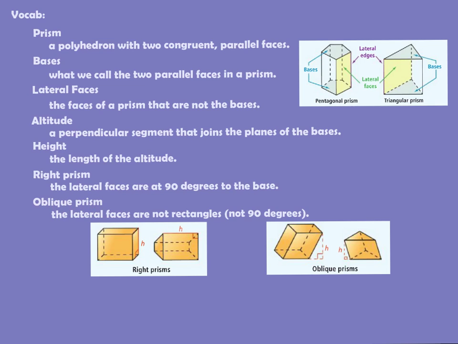So oblique prism, it's when the lateral faces are not rectangles or not 90 degrees. And here's our oblique prisms over here. Notice that when we drop the altitude to make a 90-degree angle, it's outside of the shape here. If you dropped it from this corner, it would be inside of the shape, but either way, it's not straight down. Like you couldn't follow this segment down to create that 90-degree angle. All right, moving on.